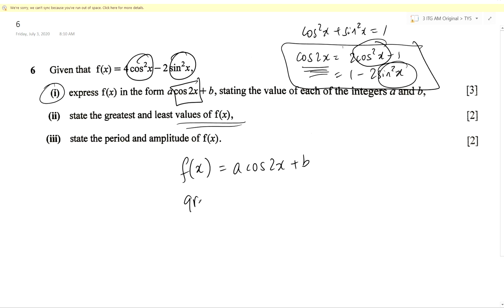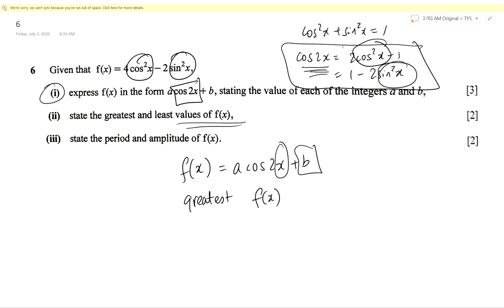Greatest f(x). When does it occur? Now b is going to be a constant. No matter what, b is going to stay there. The variable is x. Different values of x will result in different values of 2x. Different values of 2x will result in different values of cosine 2x. Different cosine 2x will result in different a cosine 2x. So this x over here is the variable that is causing the f(x) value to change.